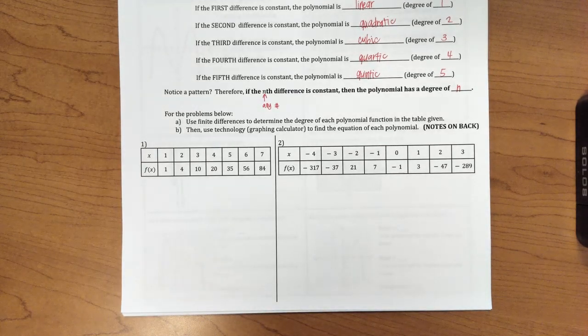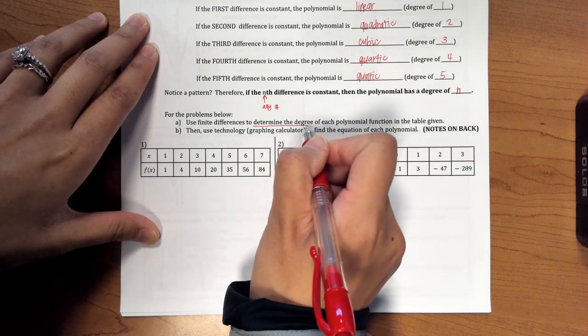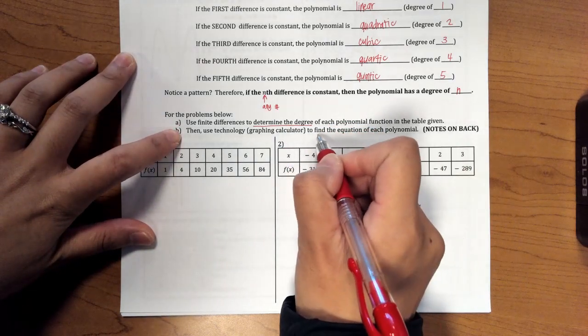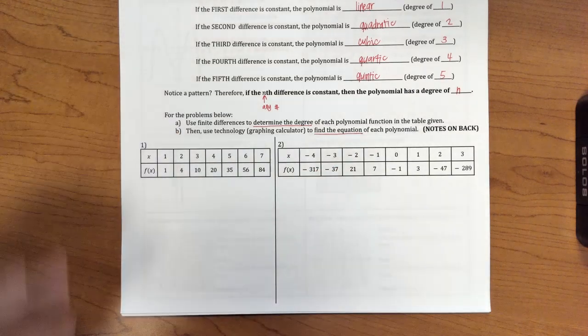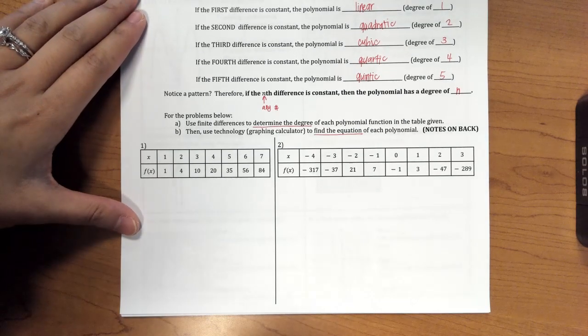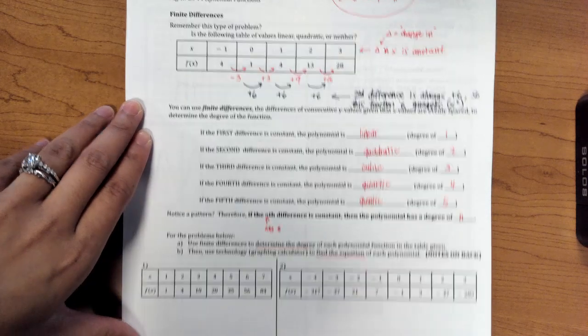We're going to use finite differences to determine the degree. Okay, so the first thing you need to do is determine the degree. And then you're going to use your graphing calculator to find the equation. So there's 2 parts to this one. The first thing we want to do is figure out, using these tables, what are we changing by in each one. If you wanted to pause the video here and just practice your changes, this would be a really good place to do some guided practice where you practice and you check what I've got.